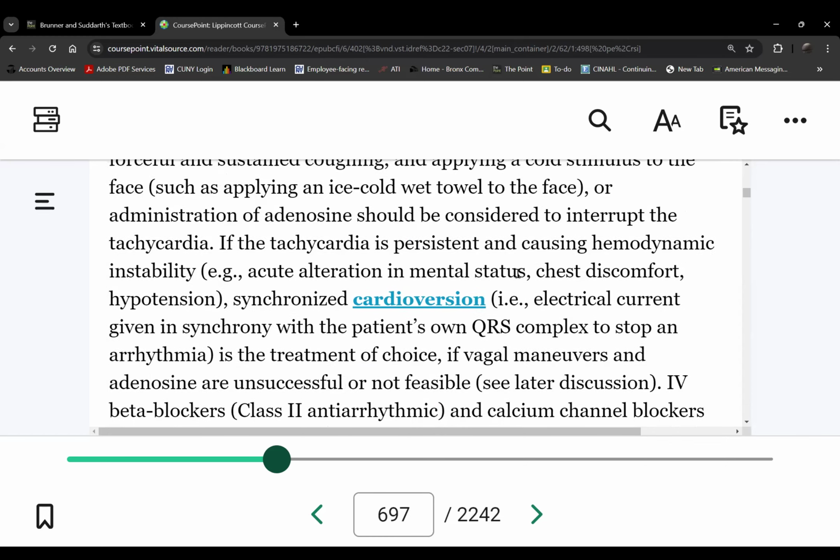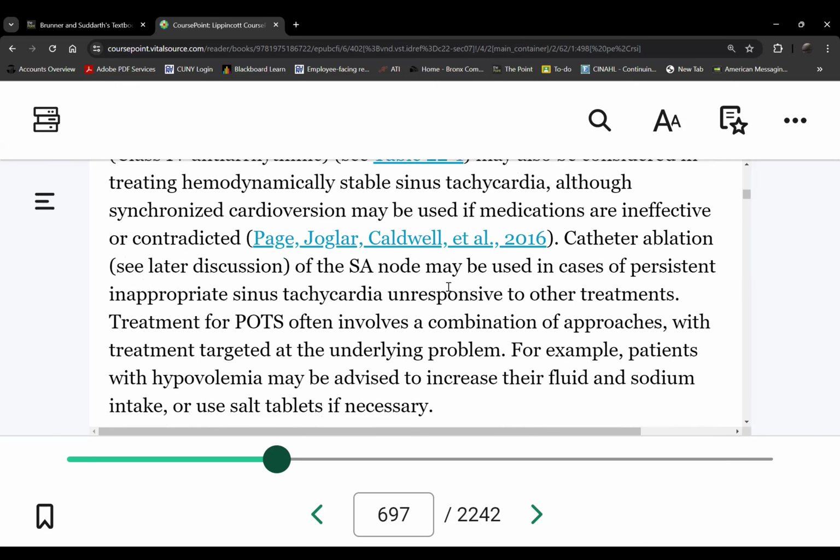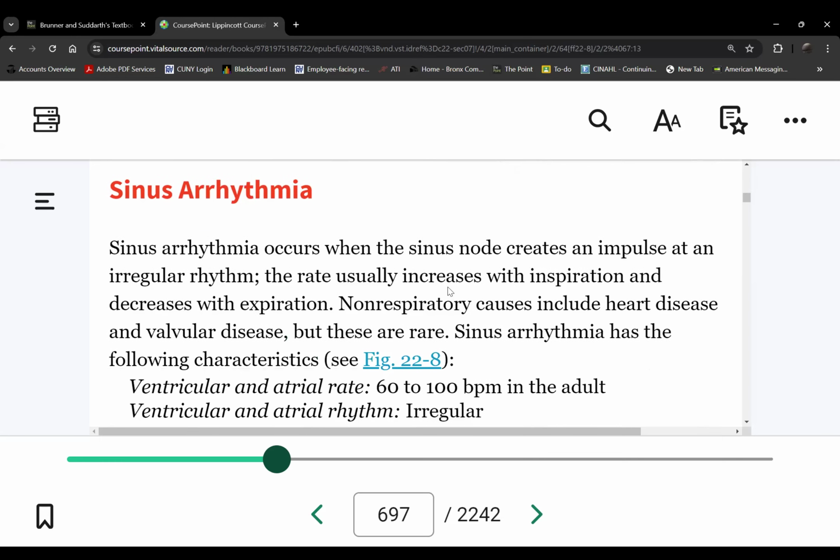All right, another option is cardioversion. We'll talk about cardioversion a little bit later because it's not until later in the chapter. So, any questions on sinus tachycardia? Very good. Let's now go to sinus dysrhythmias.